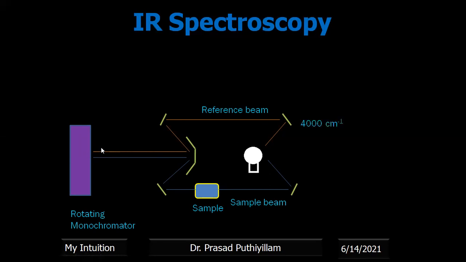So we need a wavelength of 4000 cm⁻¹ to be passed through the sample. We need to check that. Then in decreasing order of cm⁻¹, if you take 4000, then 3000, then 2000, like that, different wavelengths. This is actually given in wave number. Different wave number radiations will be checked, and comparing to the reference beam, the variation in the sample beam will be analyzed by the instrument.